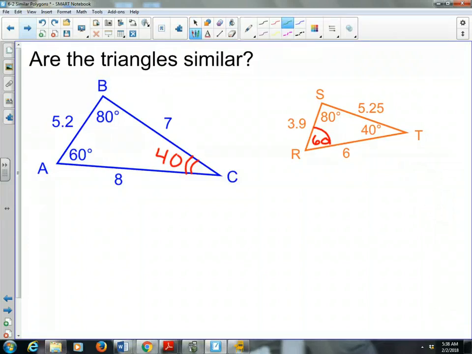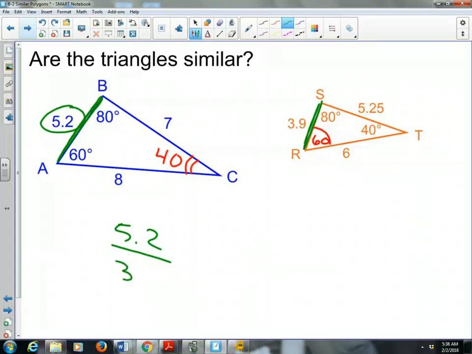Now we got to see if the side lengths are proportional. So I'll just start with 5.2. This 5.2, what does that correspond with in the other figure? It's the side that's made between the 80 and 60 degree angle. So the side that's made with the 80 and 60 degree angle is the 3.9.